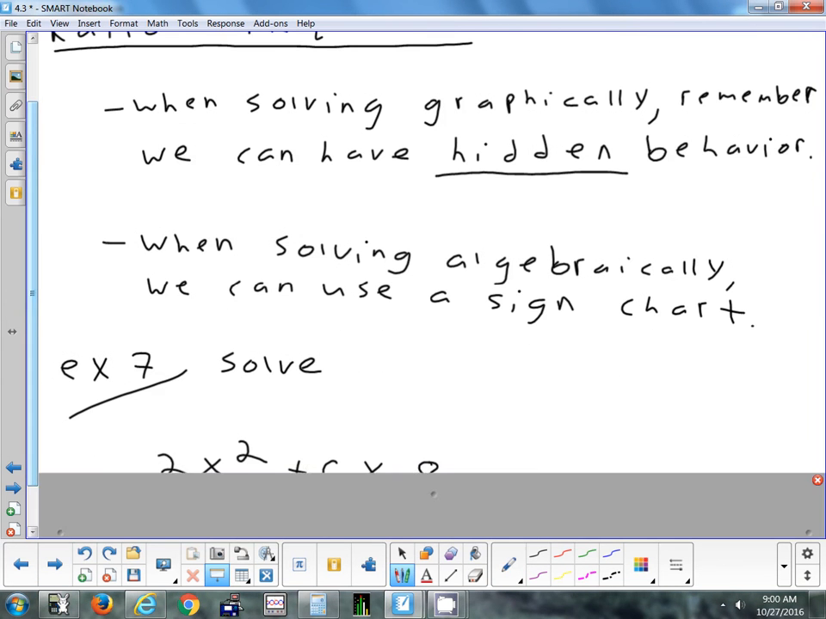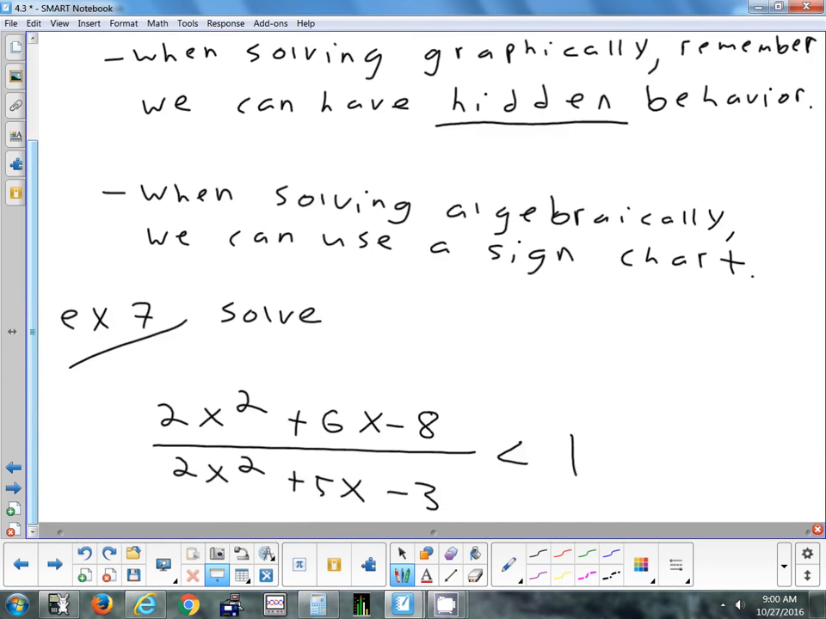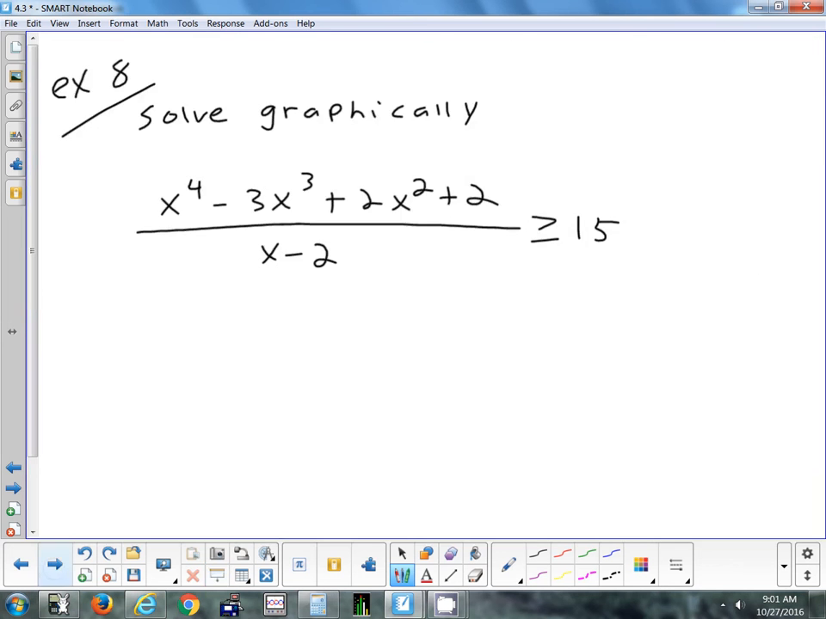Okay, when we're solving something algebraically like this problem, we can't multiply both sides by something with a variable, but what we can do is make a sign chart. We've done this method before. The sign chart method is dependent on you being able to factor it. If you get a problem that doesn't factor, you have to use the calculator. You can't use the sign chart.